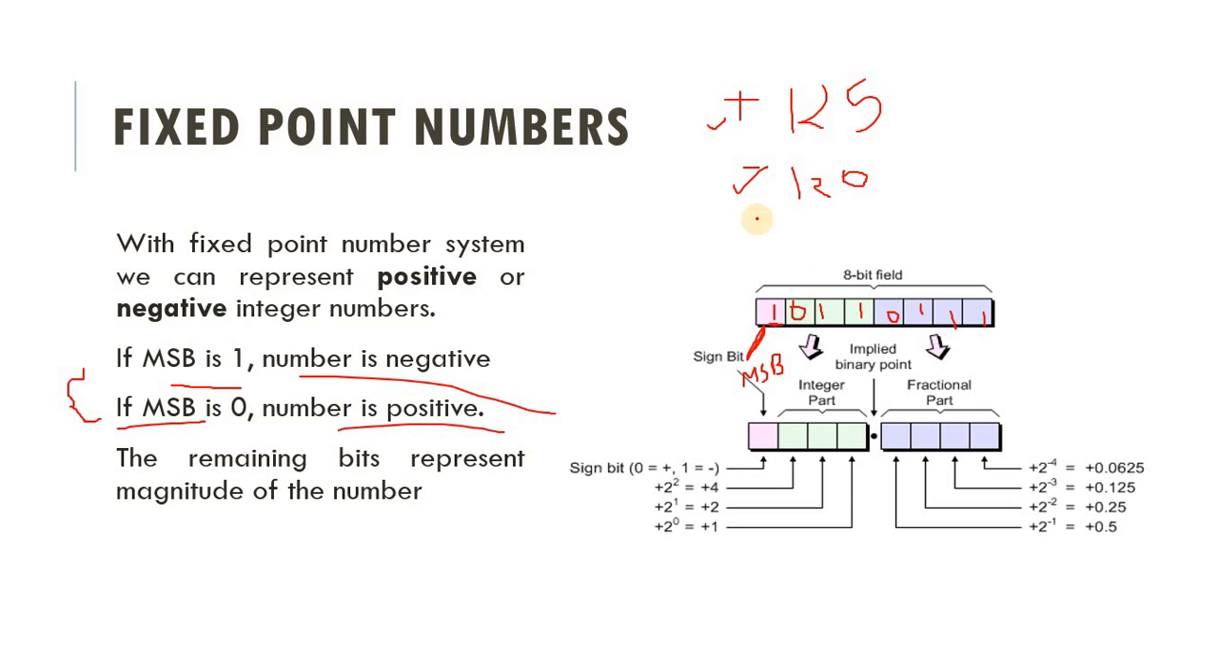So this number can be minus, say, 120. And suppose the first digit is a 0. If the MSB is 0, the number is positive. Based on the MSB bit, we can identify whether the number is positive or negative. In this figure, we can see that this is the decimal point, this is the fractional part, and this is the integer part. Apart from this, there is one single bit, and this bit is called the MSB bit, and based on that we can identify whether the number is positive or negative.